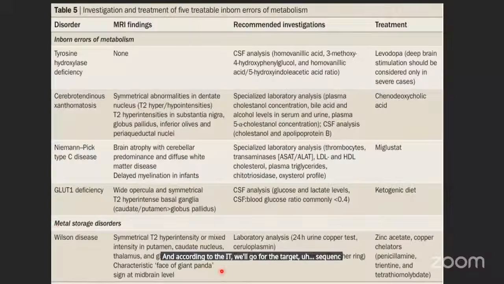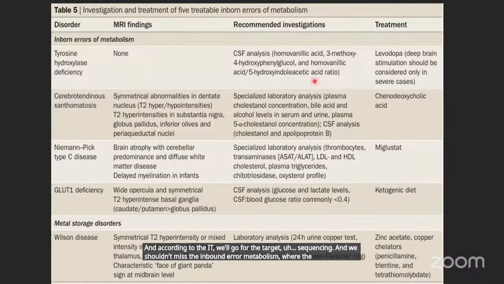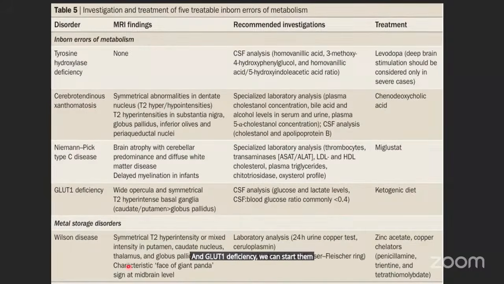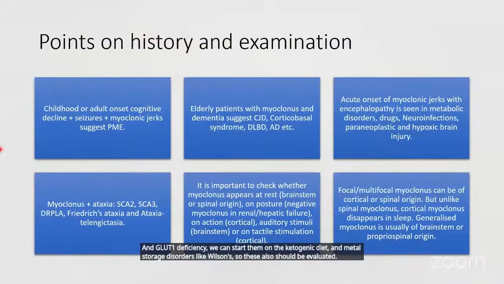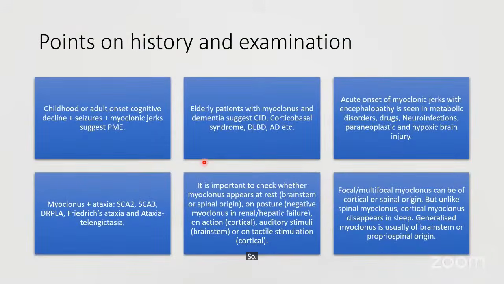And we shouldn't miss inborn errors of metabolism where treatment can improve the condition, like tyrosine hydroxylase deficiency, CTX, where we can give chenodeoxycholic acid, Niemann-Pick disease, where we give miglustat, and GLUT1 deficiency, where we can start the ketogenic diet, and metal storage disorders like Wilson's. So these also should be evaluated.